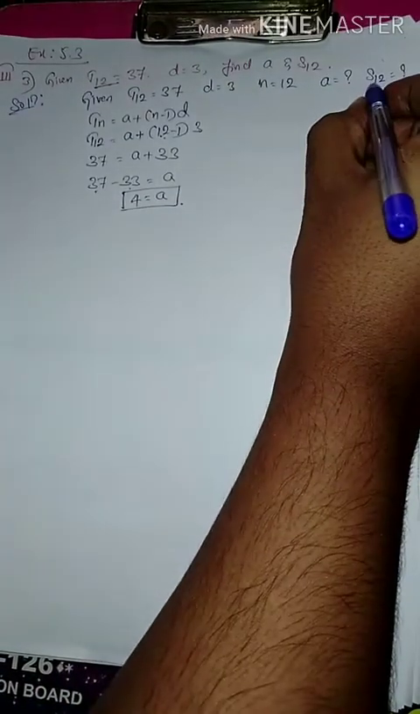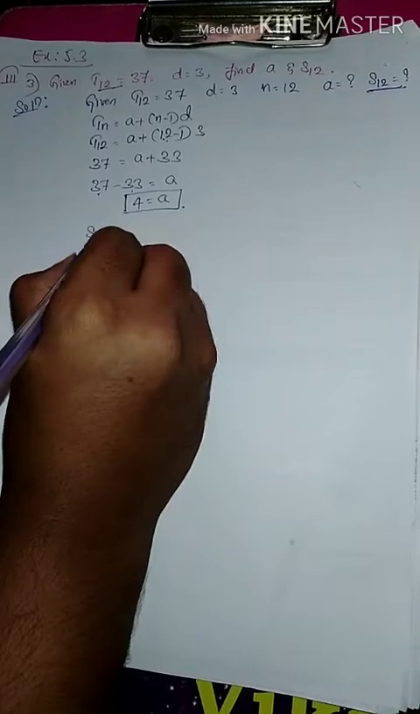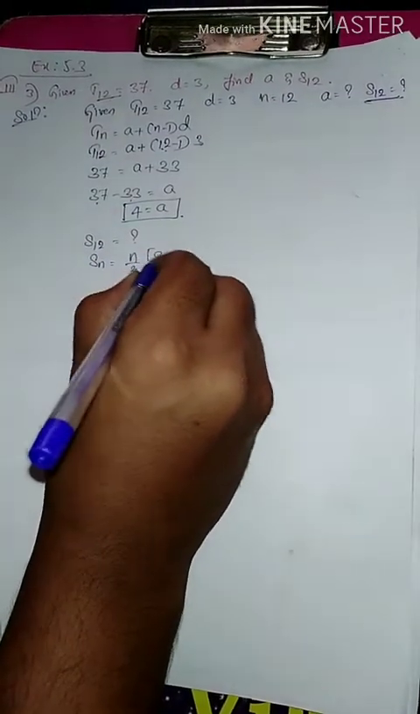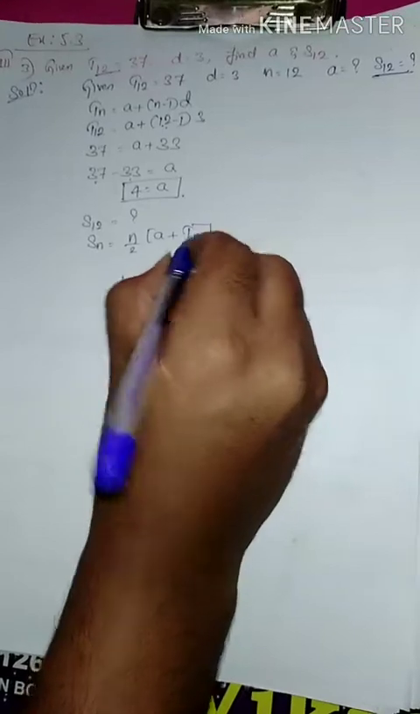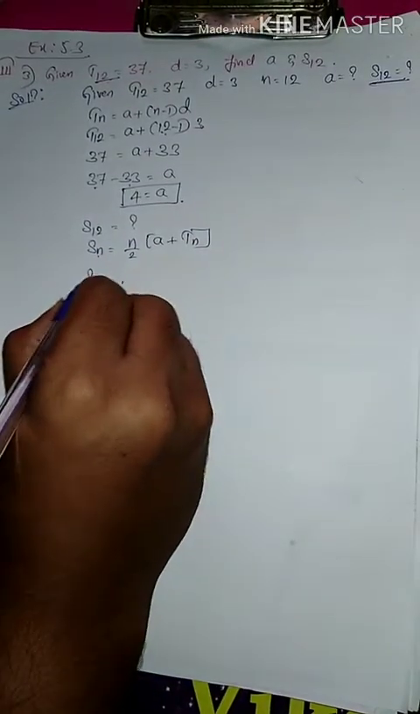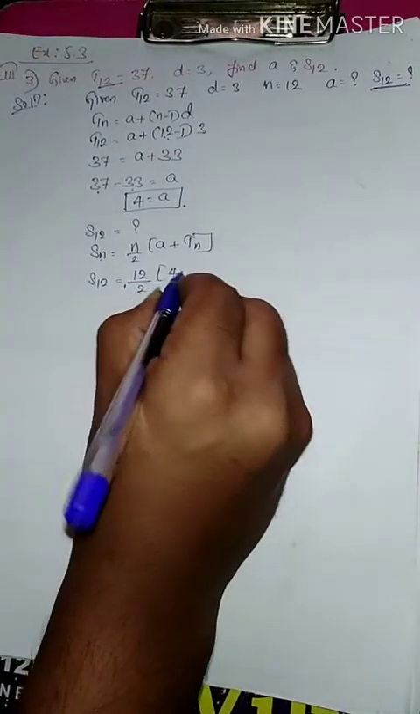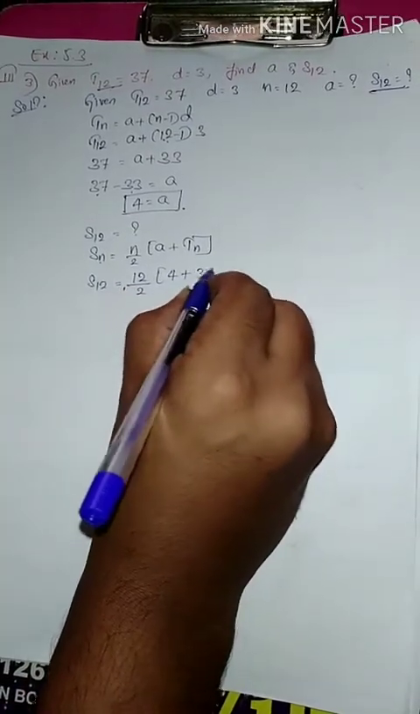Now we need to calculate the sum of first 12 terms of an AP. That is S12 is equal to how much? But in the given example, the last term is given. So we can use the formula Sn is equal to n by 2 into A plus Tn. So n is 12. S12 is equal to 12 by 2, A is 4 plus Tn is 37.